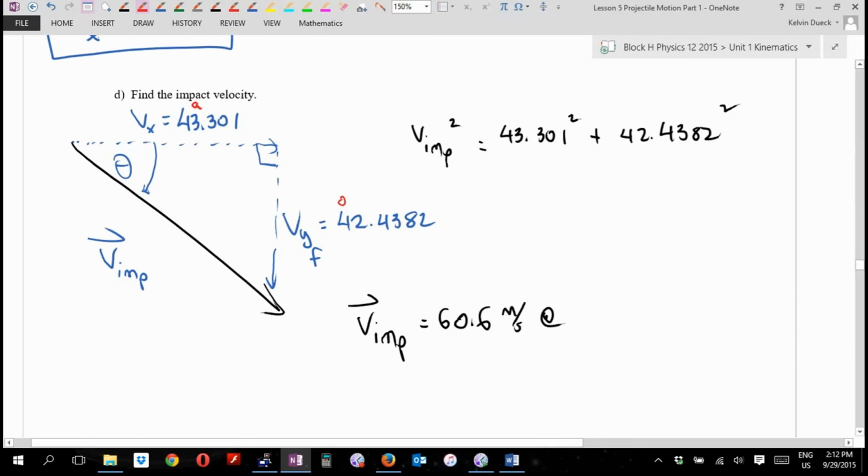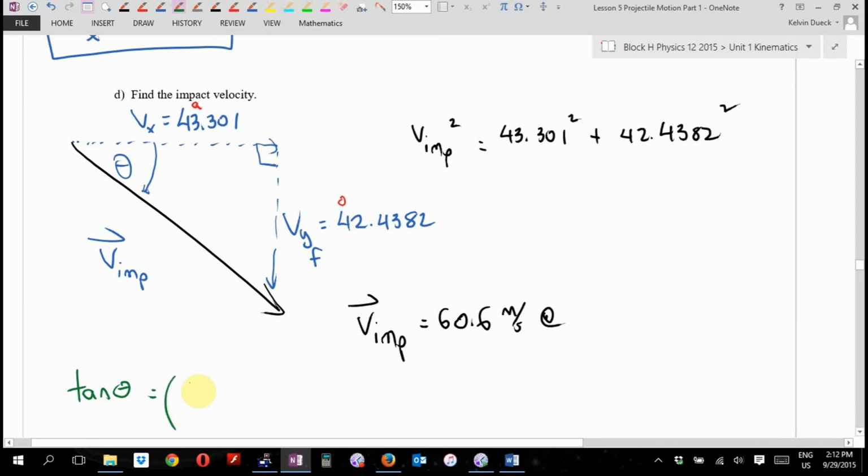Yeah? Well, let's do that again. So over here, we have tan theta. By the way, 43.3 and 42.4 are so close together, I'm betting this is almost going to be bang on a 45-degree angle, because this is almost an isosceles triangle. I bet you it's going to be like 43, 44, 45, or 46 degrees, somewhere in there.